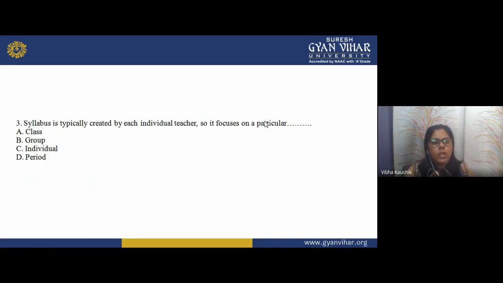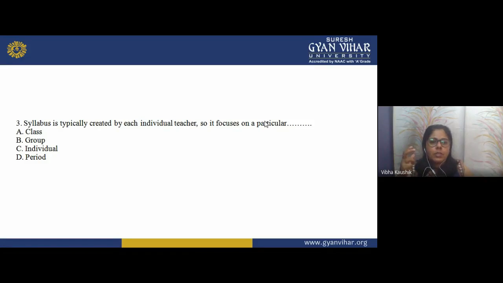Now the third: syllabus is typically created by each individual teacher. Now who is creating a syllabus? The syllabus will be created by each individual teacher. Now who will be the individual teacher? The teacher who is teaching that particular subject. Syllabus is typically created by each individual teacher, so it focuses on a particular dash.